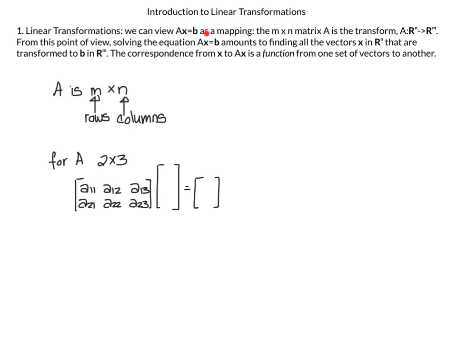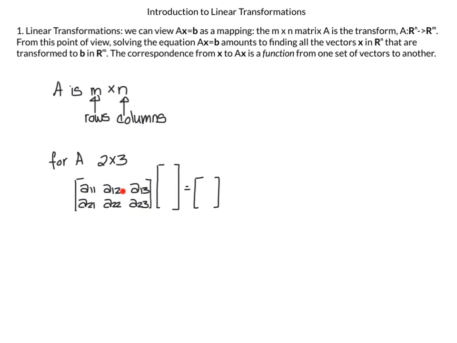So now we're going to view this Ax equals b as a mapping. We're going to look at the m by n matrix A. So A is m by n, and remember, it's rows, columns. So m rows, n columns. So for A equal 2 by 3, that's 2 rows, 3 columns. And this first index on my A's tells me what row. The second index tells me what column. So this is first row, first column. First row, second column is A12. A13 is first row, third column. A22, that's second row, second column.